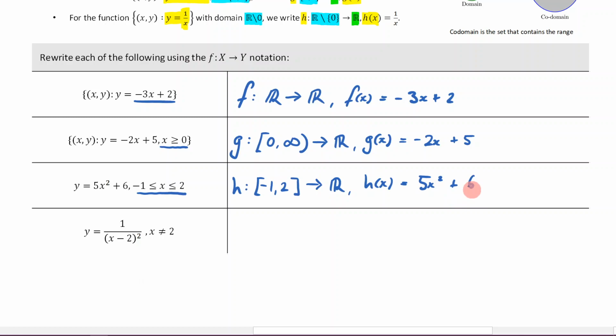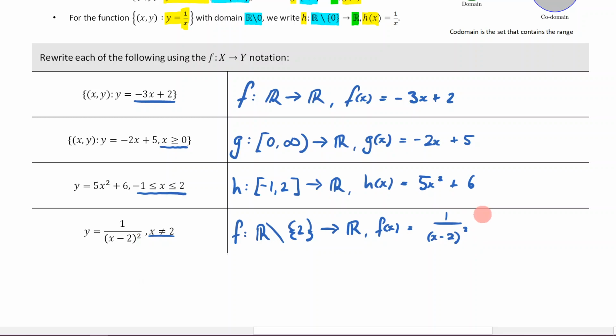And last but not least, again, you might like to pause the video and see if you can do it yourself. We're going to go f. And now, do you see how it's saying x cannot equal 2? And that makes sense because if I put a 2 in here, I would get a denominator of 0 and the whole thing would be undefined. So I'm going to write this as all real numbers excluding 2. So that's my domain. My codomain, remember, it's just always all real numbers. So hopefully that's burnt into your brain. Then I'm going to go f of x is equal to 1 over x minus 2 squared.